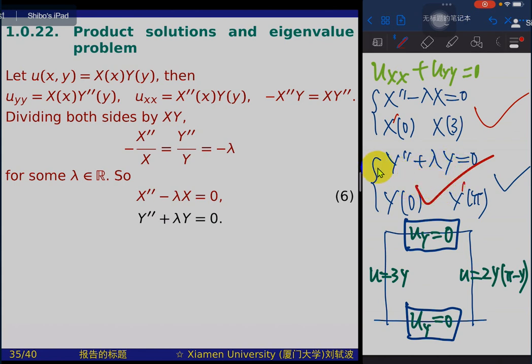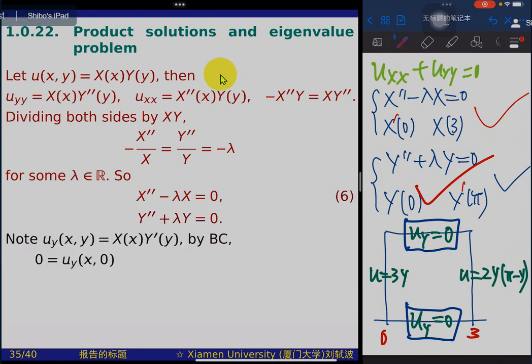Working with the equation for y, that is this ODE for y, you can state your homogeneous boundary problem for the ODE. That is the eigenvalue problem. If you try to work with x, you could not do this because the boundary condition, when x equal to zero and when x equal to 3, is not homogeneous. Okay, so let's do this. Since our boundary condition on u is imposed on the partial derivative, that is our Neumann boundary condition, we use this condition.